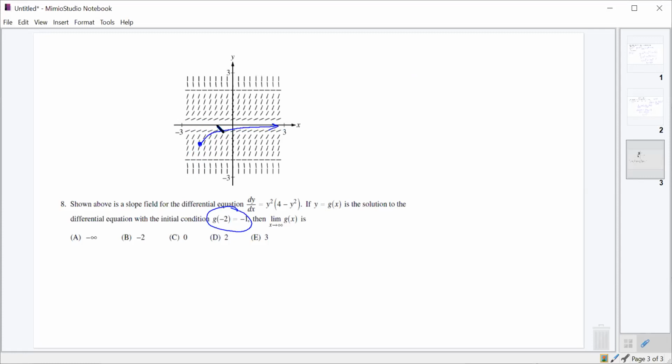We should note that all along, even though you can't see them, all along that x-axis, anytime y is equal to 0, this dy dx should be equal to 0, right? If this is 0 times 4, which is 0. And so we should be approaching a horizontal asymptote here of y equals 0, which means that as x goes towards infinity, g of x should be approaching 0.